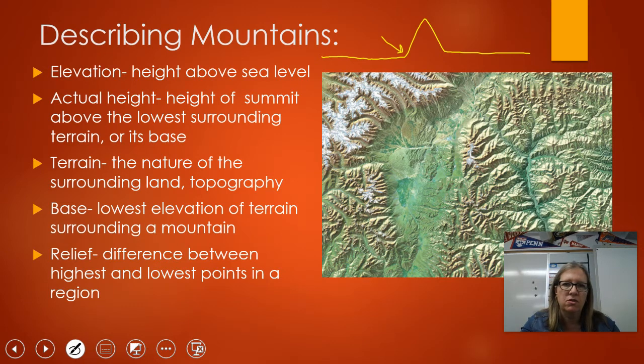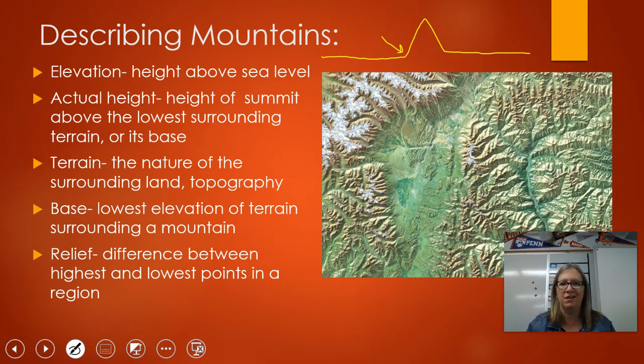Relief is another description we use kind of when talking about maps. This is a picture of a relief map. And the relief of an area is the distance between its highest point and its lowest point. So if you are up in the mountains, there's quite a bit of relief because you've got all this up and down. If you're in the plains, there's very low relief because there's not much of a difference between the high point and the low point.